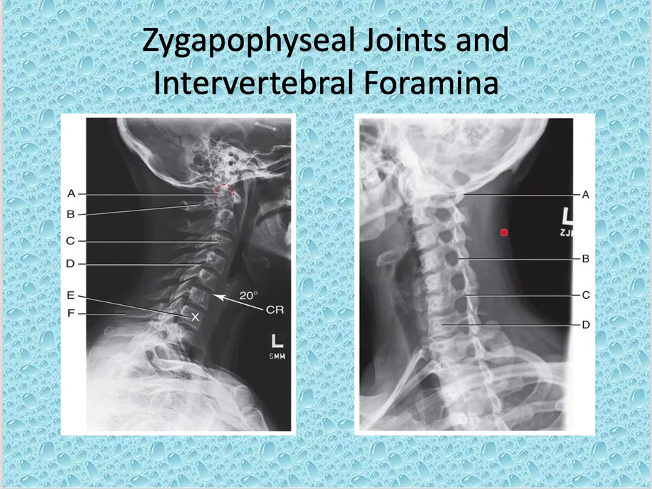Keep in mind that C1 has an anterior arch and a posterior arch. They do not have a body or a spinous process. So this is a spinous process. C1 is an anterior arch. This is a body. This is an anterior arch, okay? So posterior, anterior arch for C1.